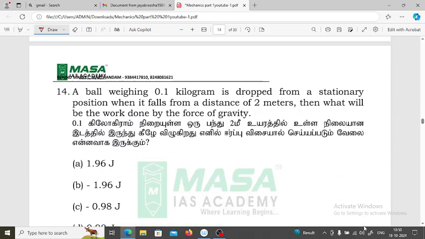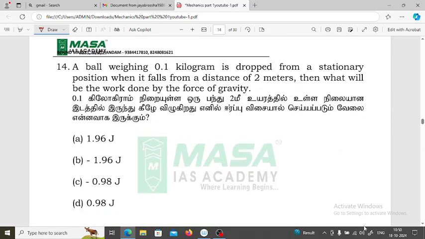Question number 14. A ball weighing 0.1 kilogram is dropped from a stationary position. When it falls from a distance of 2 meters, then what will be the work done by the force of gravity?